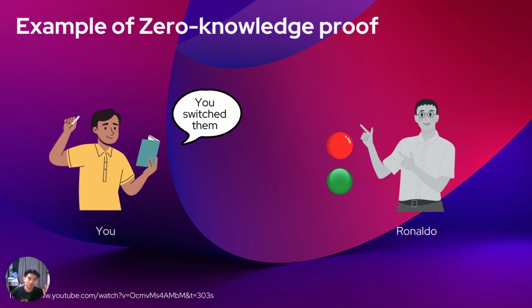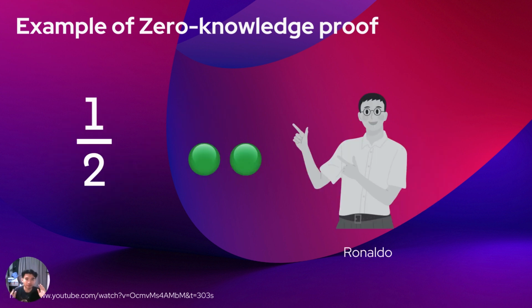But hold on, Ronaldo suspects that you might be attempting to fool him, since the balls appear identical to him. He won't know if they were switched or not. So after all, you have a 1 in 2 probability of accurately predicting whether he exchanged the balls or not. Those are pretty good odds, 1 over 2.